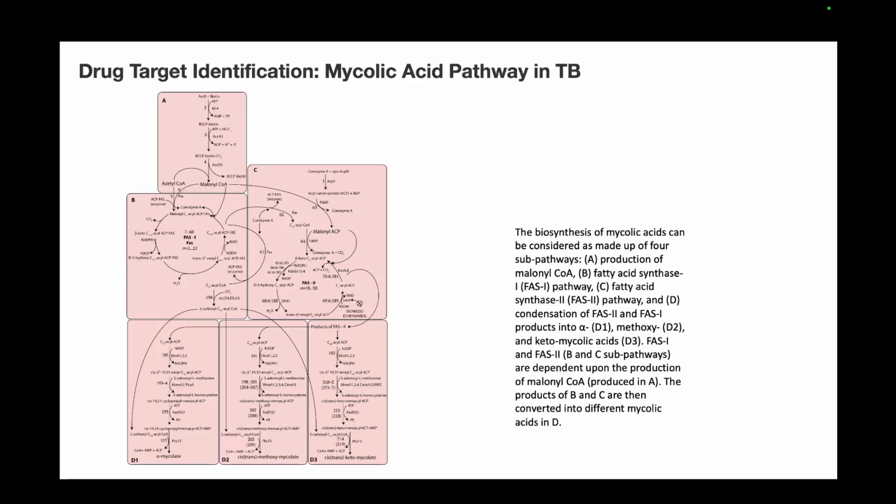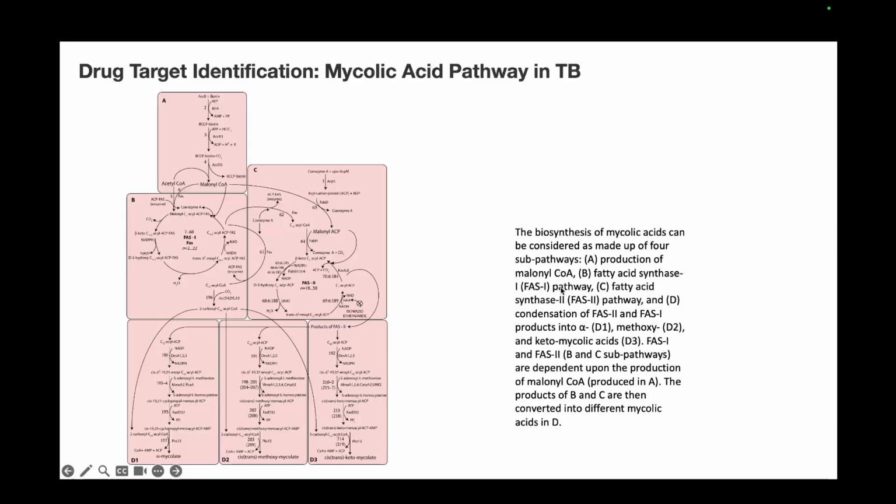So this is one such example where you're trying to find a drug target in the mycolic acid pathway in tuberculosis. This is actually a very complicated pathway divided into four basic modules, and the fourth module is divided into three modules itself. So the biosynthesis of mycolic acid can be considered as made up of four subpathways: first, the production of malonyl CoA, which is here.